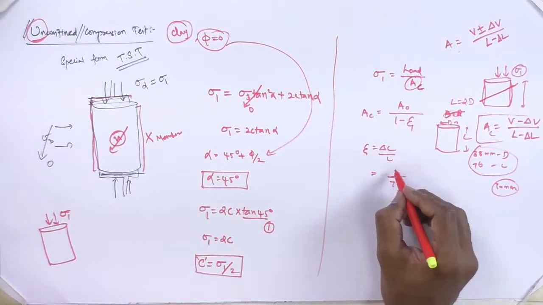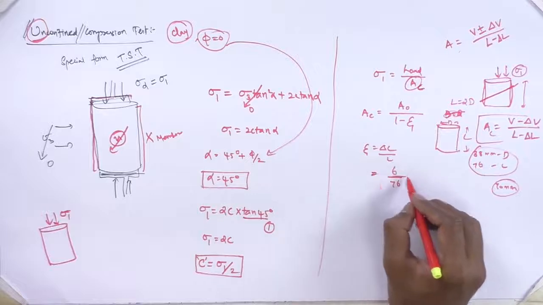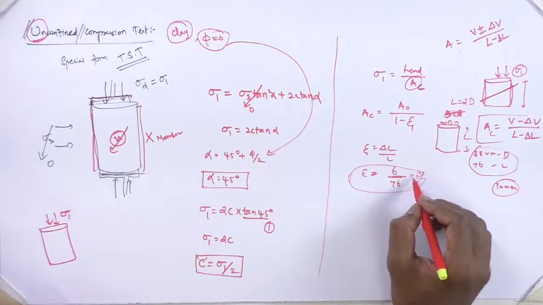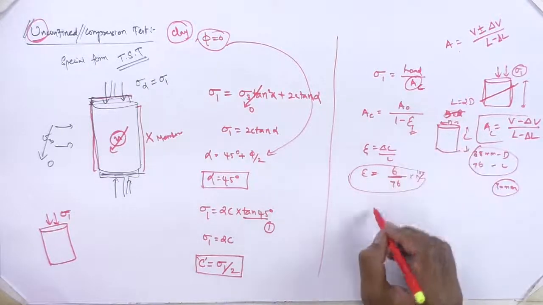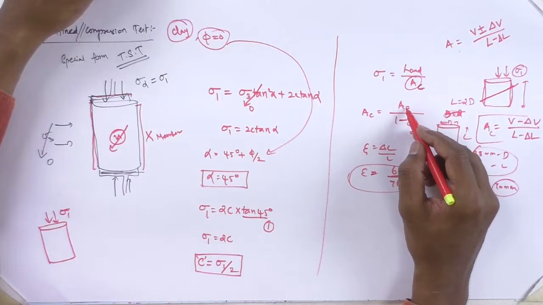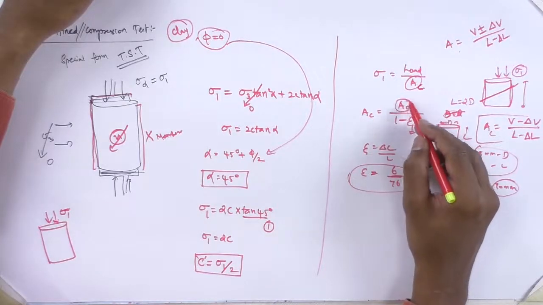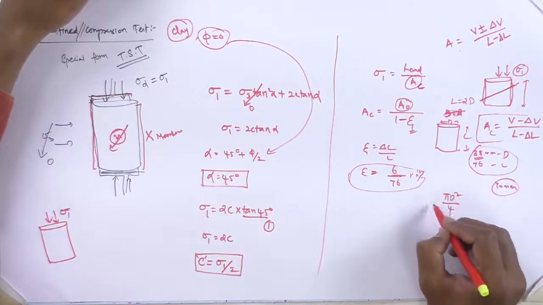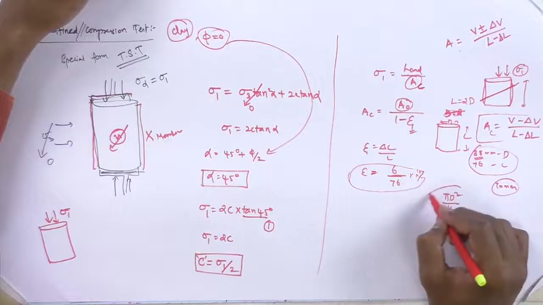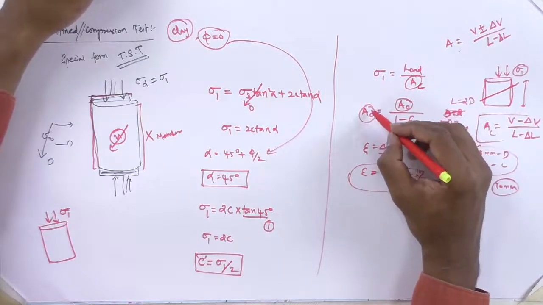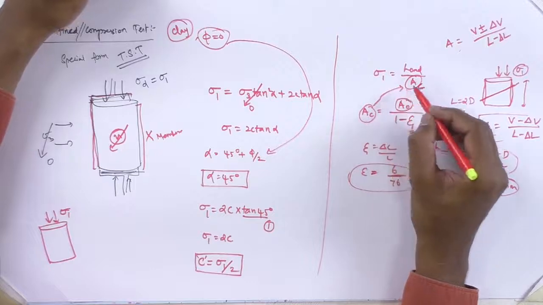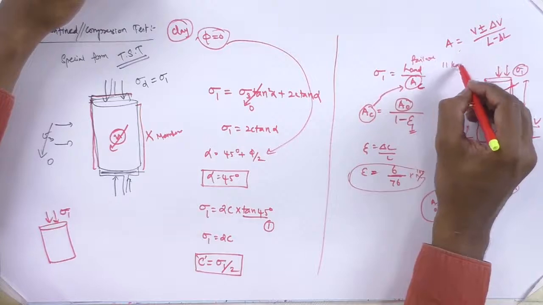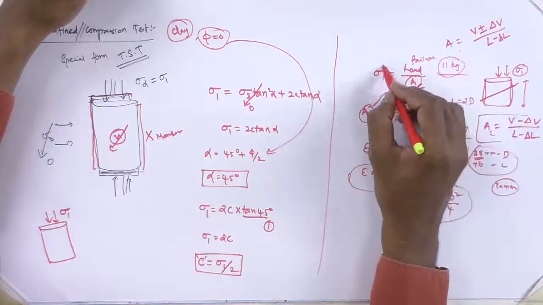So what is the change? 6 mm. So 6 by 76, you get the strain in terms of percentage. That percentage strain has to be substituted in decimal form here. A_C equals A naught divided by 1 minus epsilon, where A naught is the initial area. The initial area with 38 mm diameter is pi d square by 4. Substitute this value here, so the corrected area will come. We have to substitute this corrected area for the failure load at the time of failure, say 11 kg. So 11 kg divided by this corrected area is going to be the sigma 1 value.